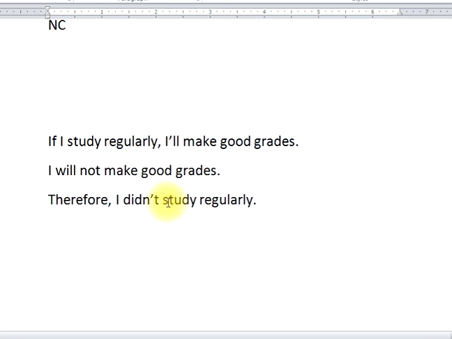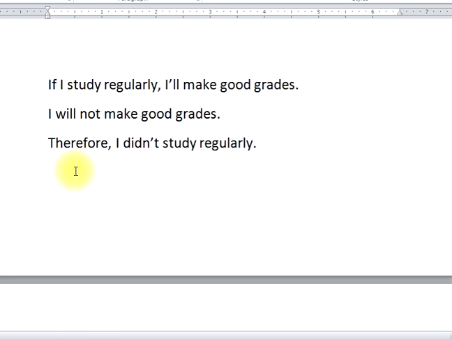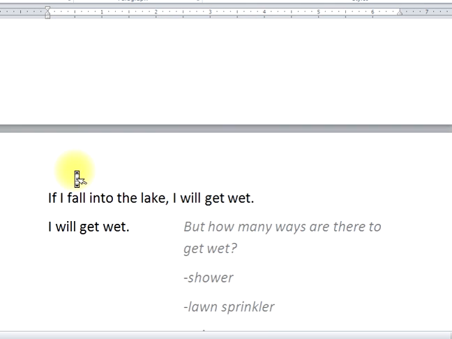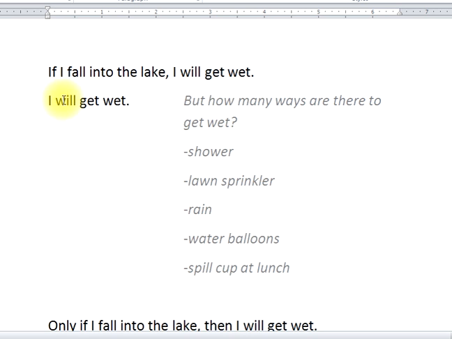That's logic. But I should have picked a situation that's a little easier to understand, because those involve human agency, and humans can be really illogical and end up doing surprising things. How about this one? If I fall into the lake, I will get wet. There's my if A, then B, right? Antecedent, consequent. Now I come along and say, I will get wet. Now what I did here is I affirmed the consequent.